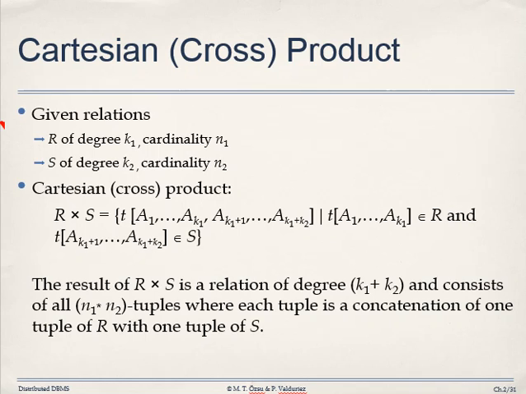So the result of R multiplied by S is a relation of degree k1 plus k2. What are k1 and k2? They are the degrees of relations R and S respectively, and degree means the total number of attributes of that particular relation. So here we have k1 plus k2, an addition of the attributes, and n1 times n2, a multiplication. What is n1? n1 is the cardinality of the R table and n2 is the cardinality of the S table.